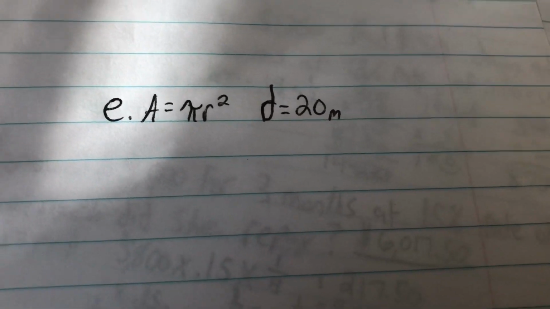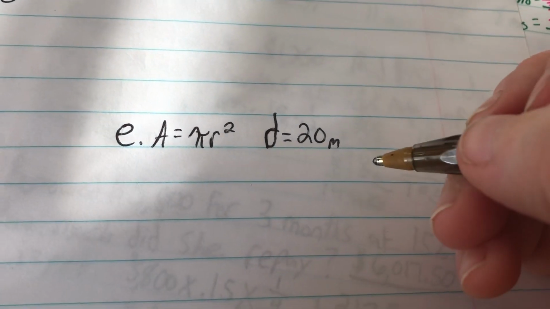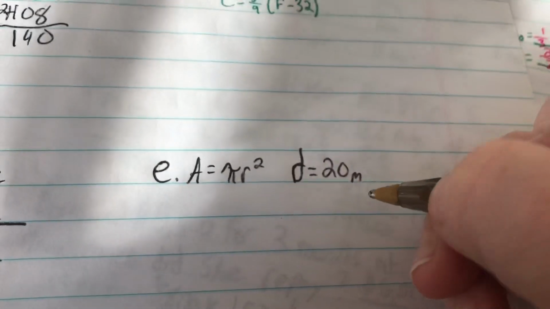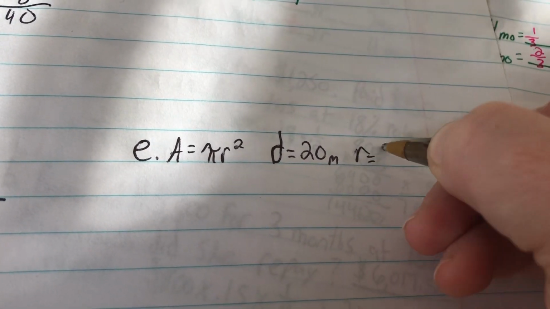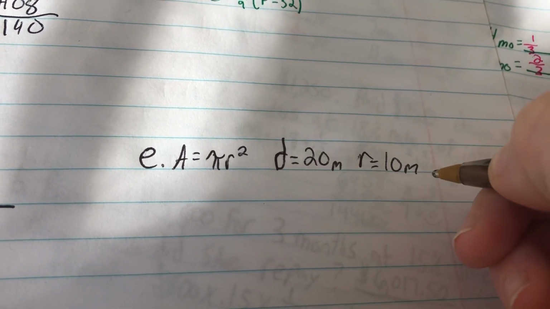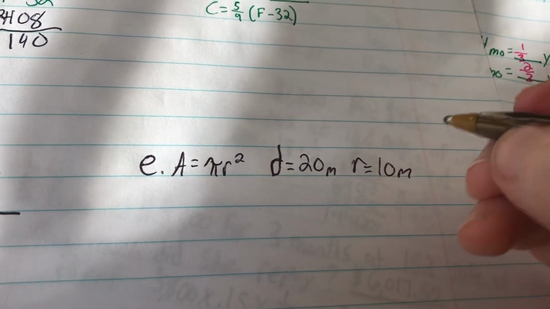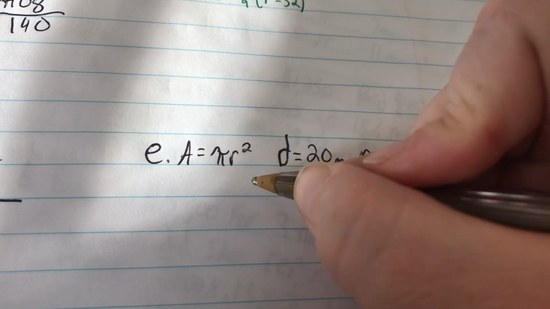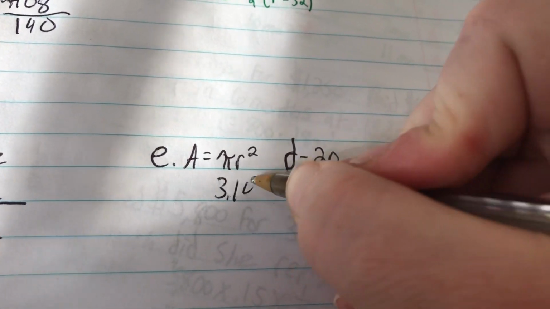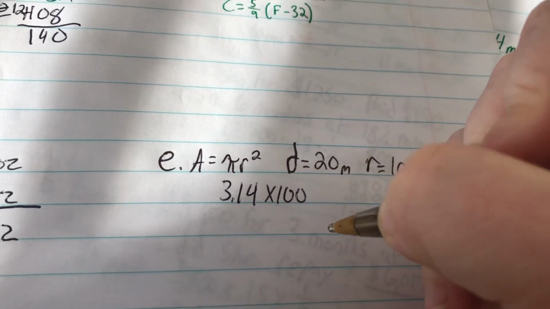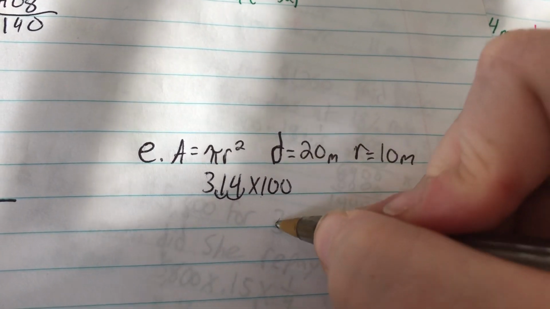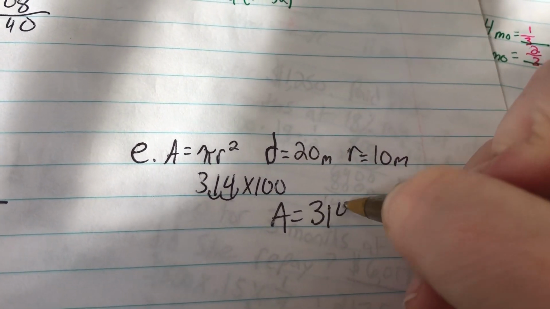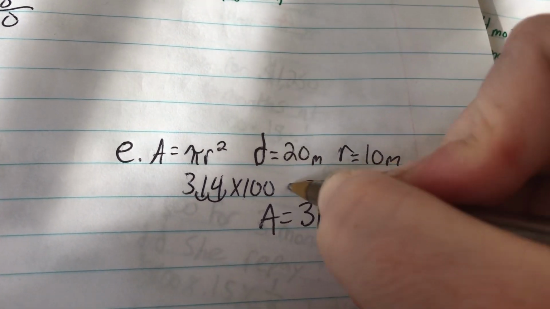E wants to know the area of a circle with a diameter of 20 meters. So that would mean my R would be 10 meters. So R squared, R times R would be 100. So it's just going to be 3.14 times 100, which means I can just move this decimal over to my area. It's going to be 314 meters squared.